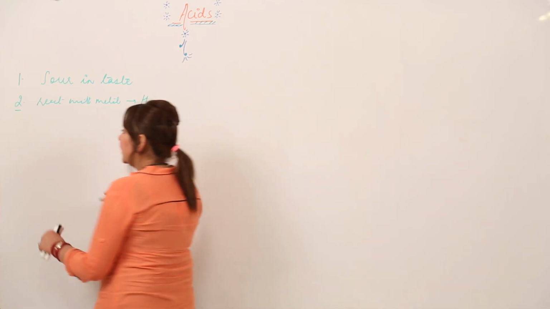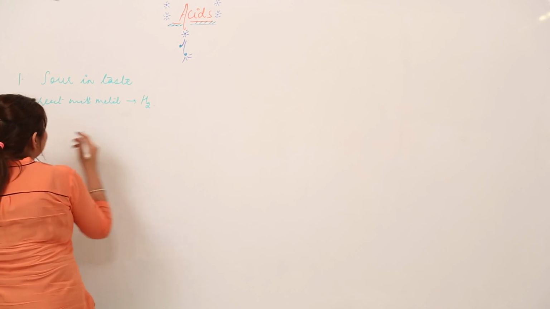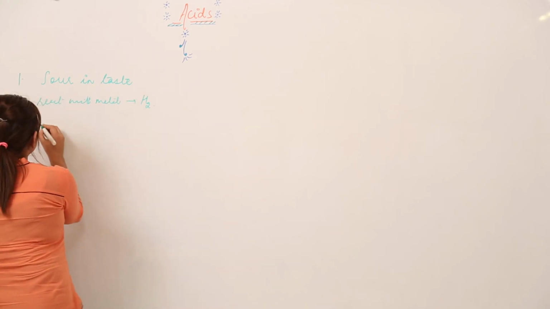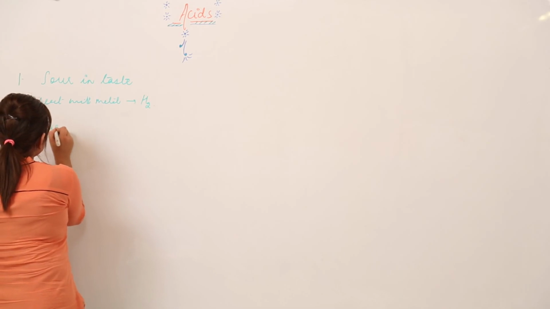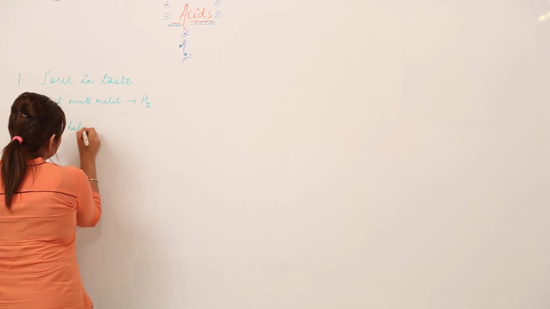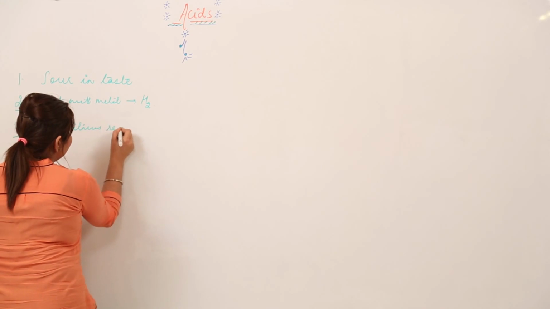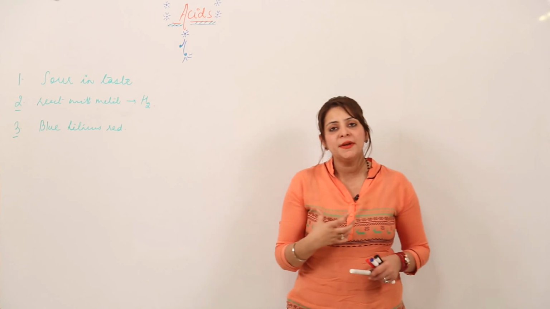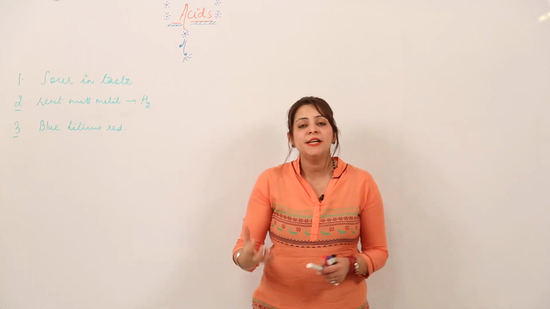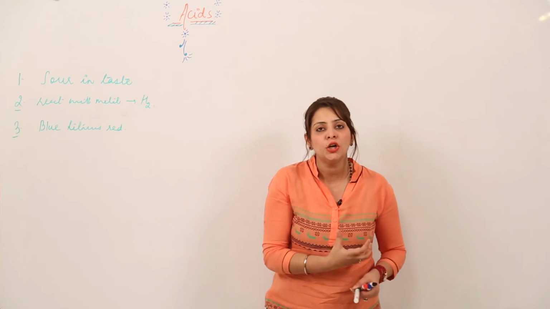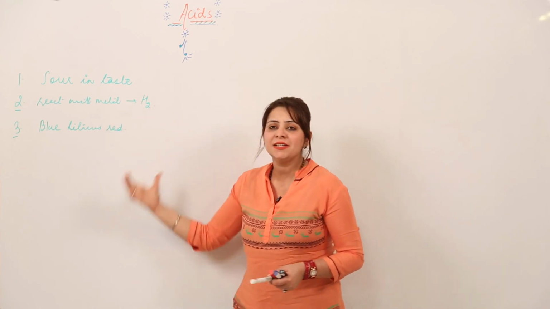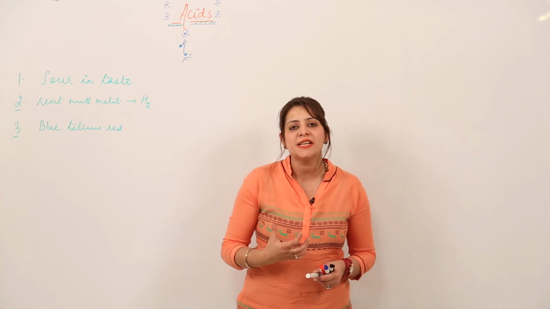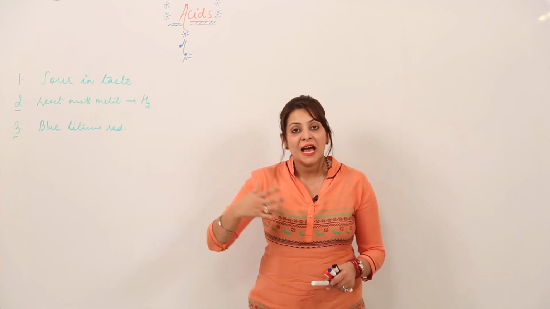The third characteristic followed by the early chemists was that if we add this acid to litmus, it is going to turn blue litmus red. So these were the three characteristics used by the early chemists to distinguish acids from bases or acids from salts. However, these characteristics are not appropriate, or not sufficient, to decide the nature of a substance as acidic.